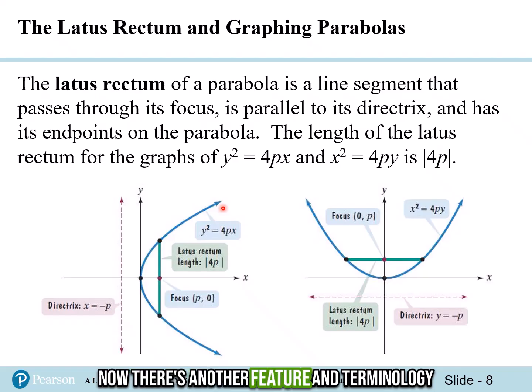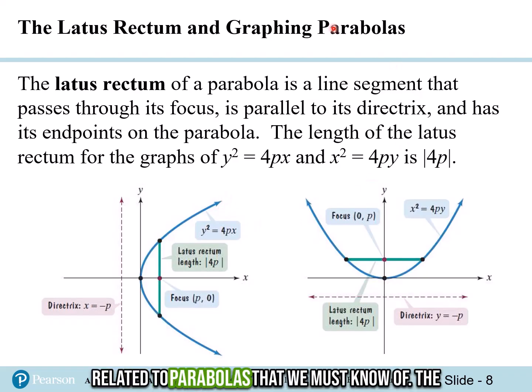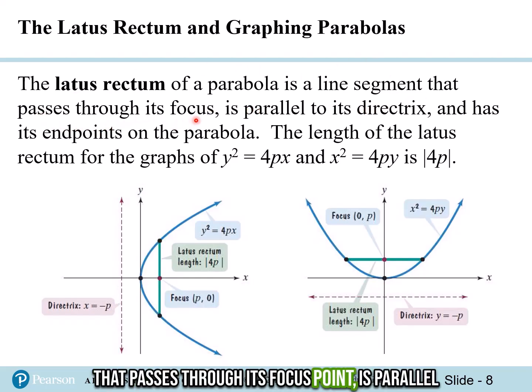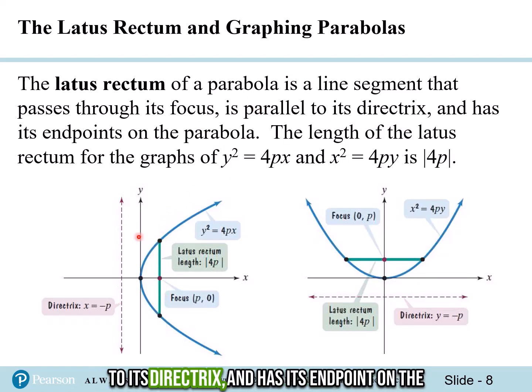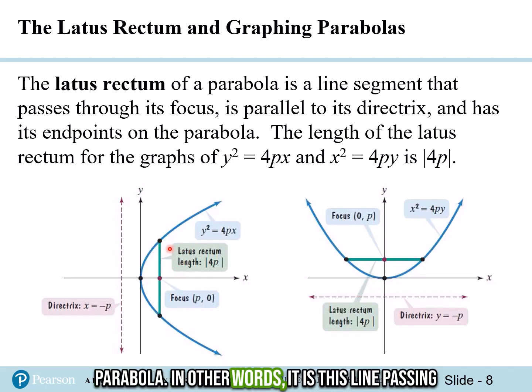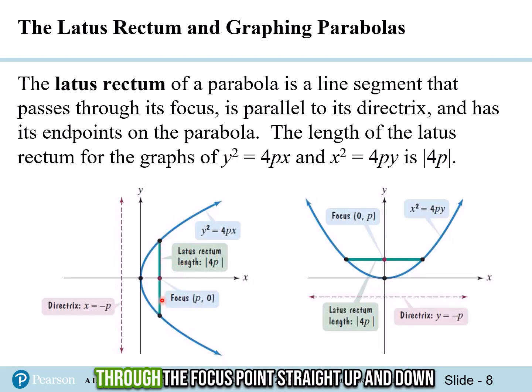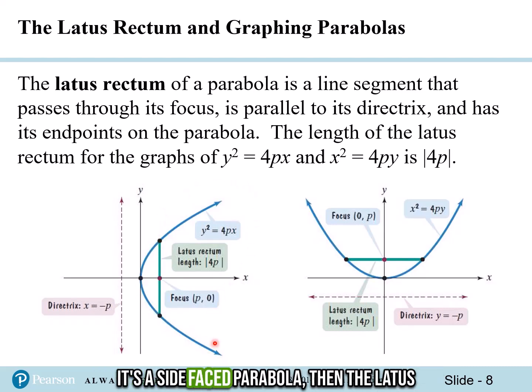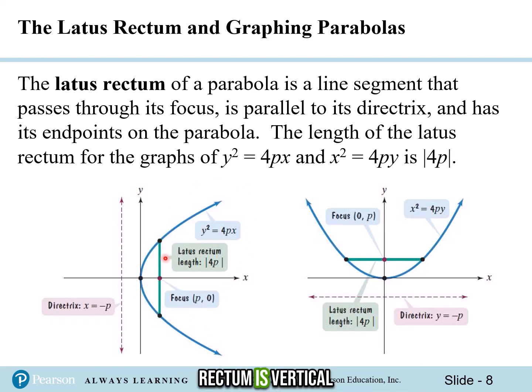All right. Now there's another feature and terminology related to parabolas that we must know of. The term is a Latin phrase known as latus rectum, and related to a parabola, it is a line segment that passes through its focus point, is parallel to its directrix, and has its endpoints on the parabola. In other words, it is this line passing through the focus point straight up and down and connecting the two ends of the parabola. If it's a side-facing parabola, then the latus rectum is vertical.